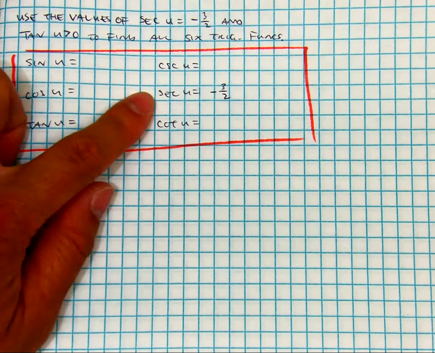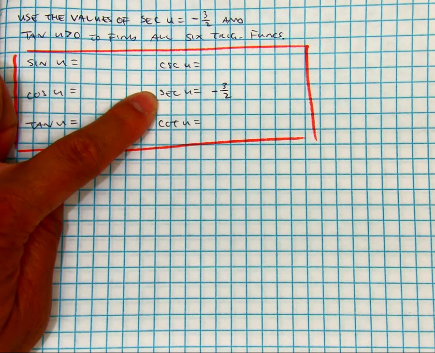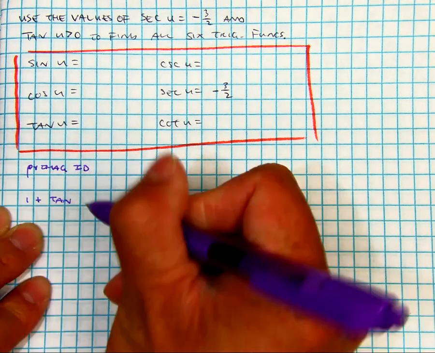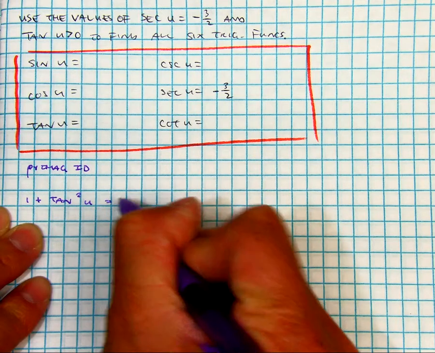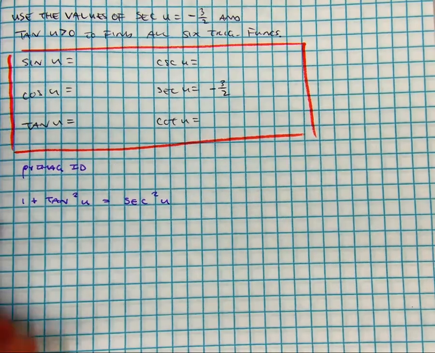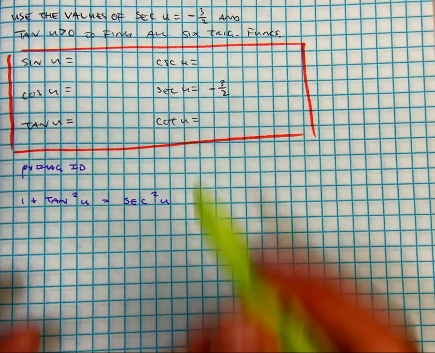I'll give you a hint. It has secant in it. 1 plus tan squared u equals secant squared u. So I'm just doing a substitution here.